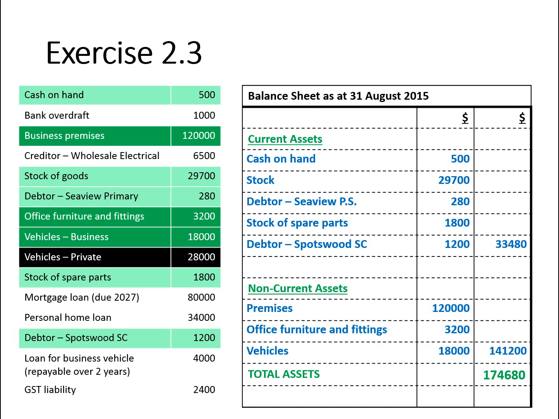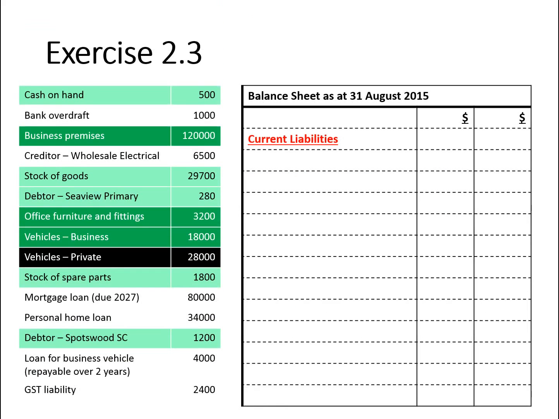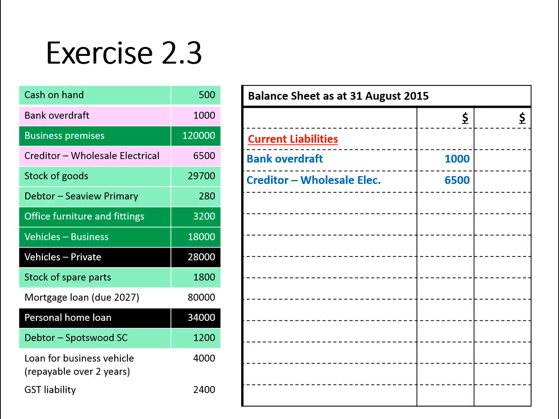Then we do our total assets at the very bottom. That'll take us through to our current liabilities, and we've only got a few items left, so we'll make our way through it. We've got the bank overdraft, so just remember cash at bank can be an asset or a liability depending on our bank balance. In this case, we've got an overdraft. I've got a creditor. I've got the personal home loan.